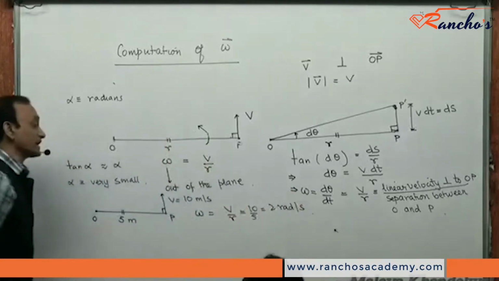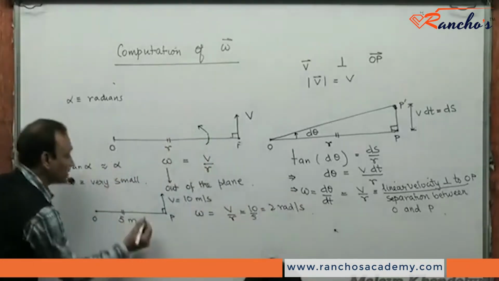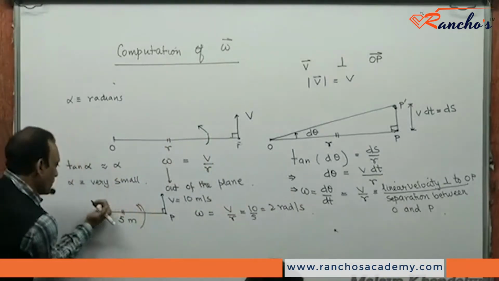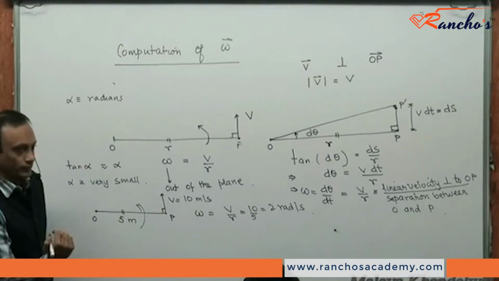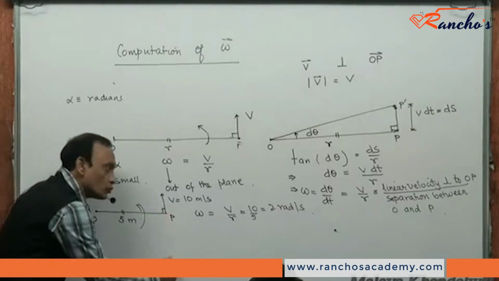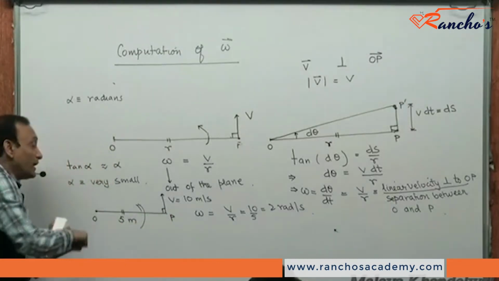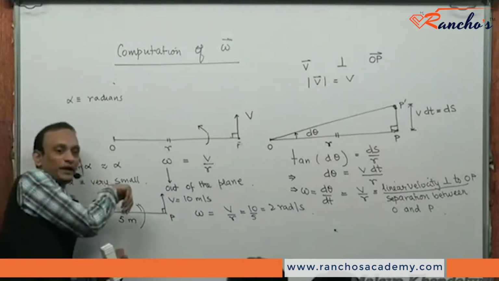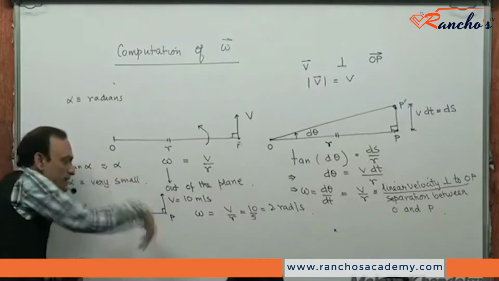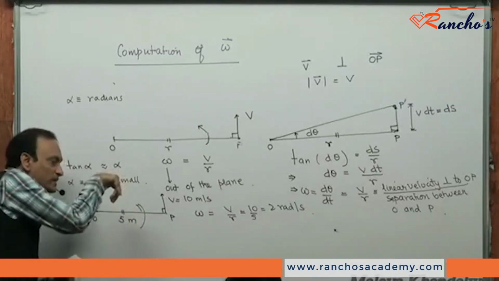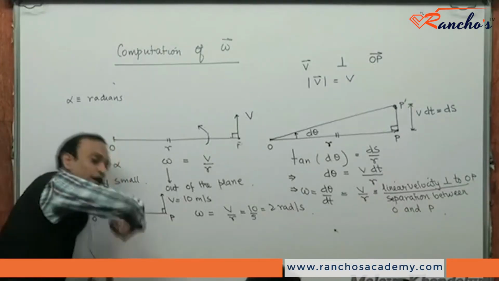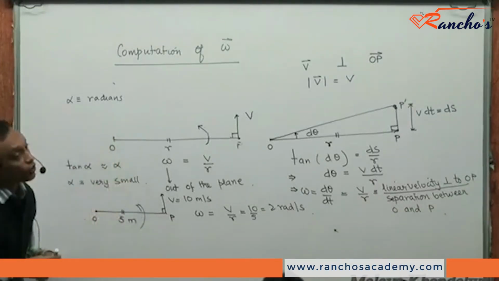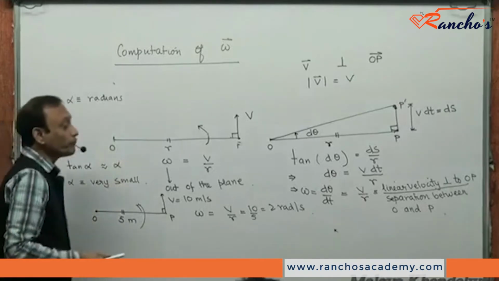2 radians per second would be the angular velocity. And for the figure that I have drawn, the omega vector would be out of the plane of the board. If the particle had a velocity downward of 10 meters per second, then omega would have been into the plane of the board. Then OP is getting reoriented in this clockwise sense. The thumb points into the plane of the board and the omega vector would be into the plane of the board. Yes or no? No.